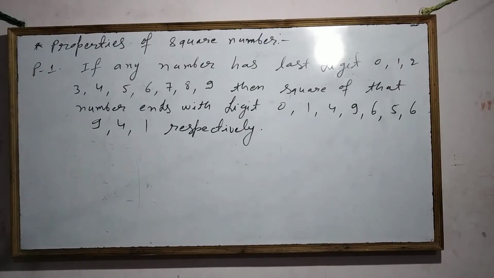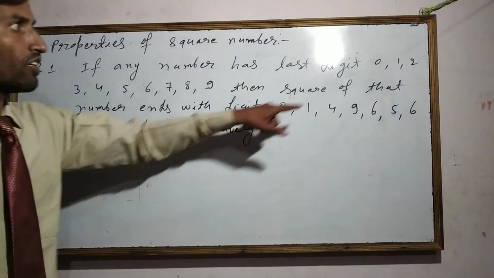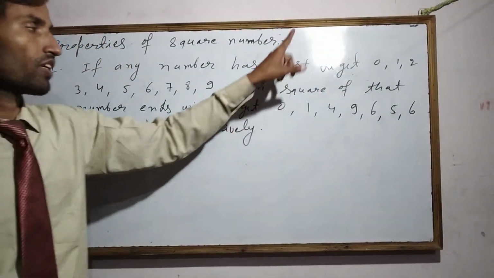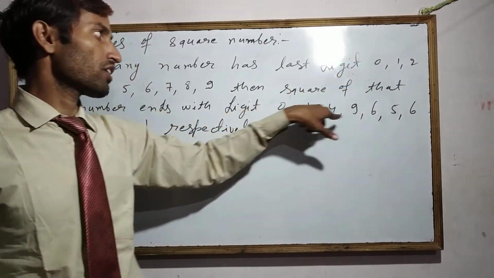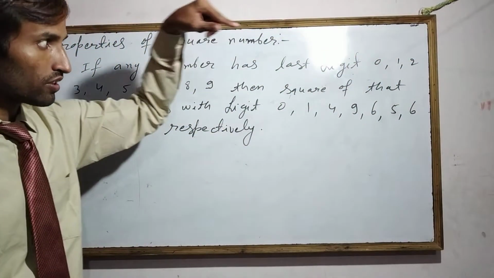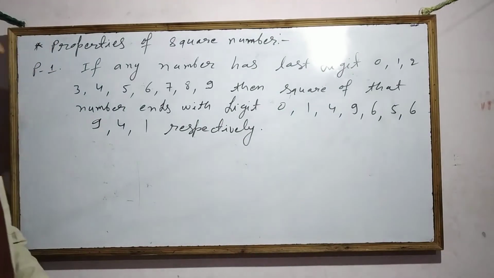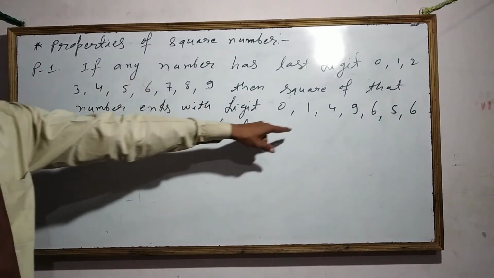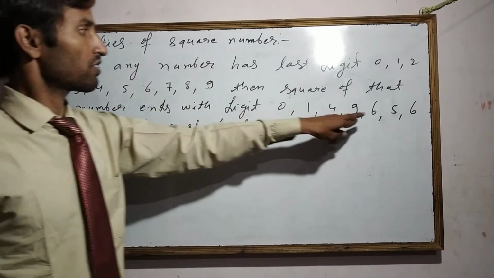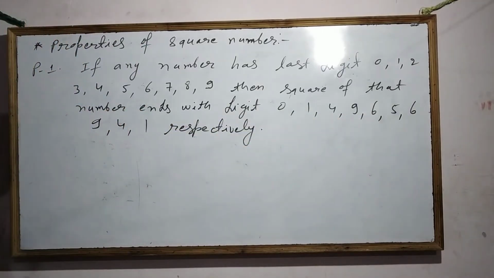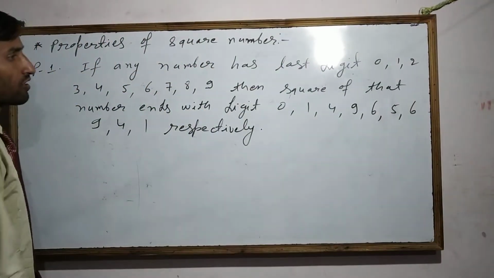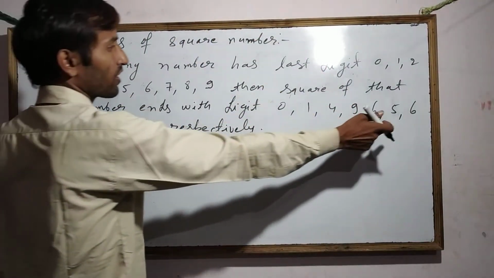Respectively, I have written: if any number ends with 0, the square of that number also ends with 0. If any number ends with 1, its square also ends with 1. If any number ends with 2, then its square ends with 4. If any number ends with 3, its square ends with 9. If any number ends with 4, its square ends with 6. If any number ends with 5, its square ends with 5 only. If any number ends with 6, its square also ends with 6 only.